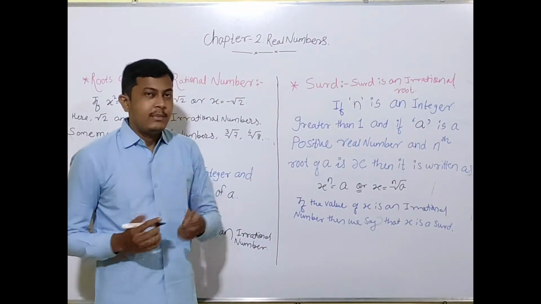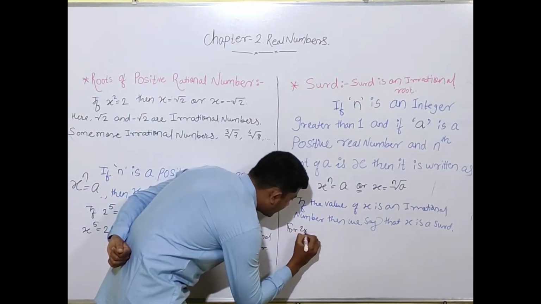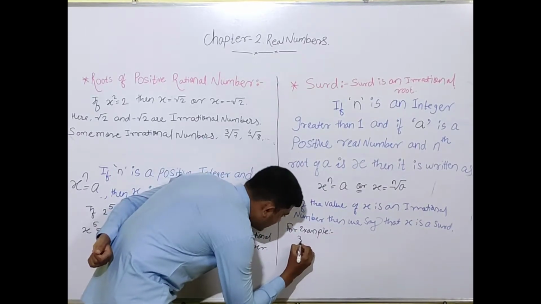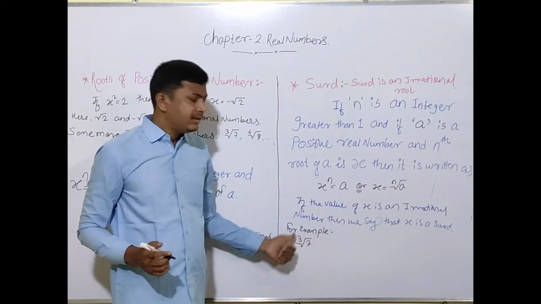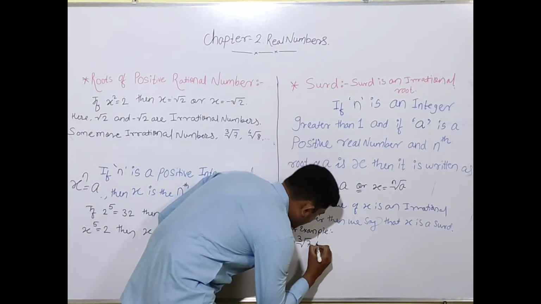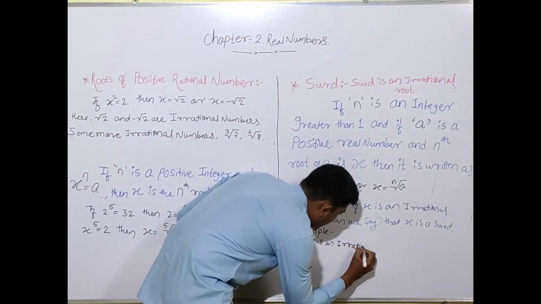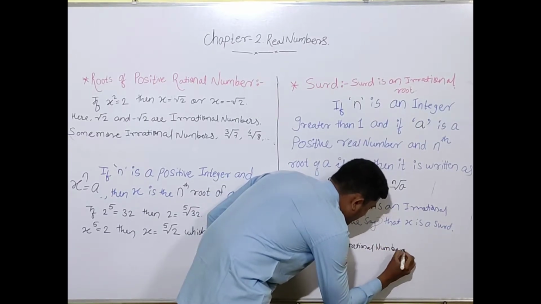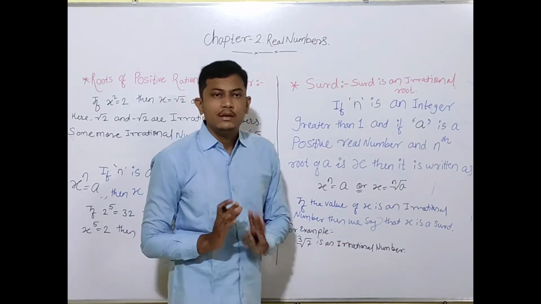So let's see some examples. For example, cube root of 7. Now here the value of cube root of 7 is an irrational number. So cube root of 7 is an example of a surd.